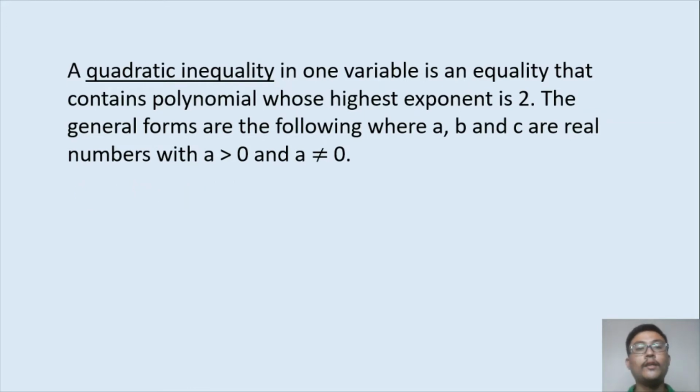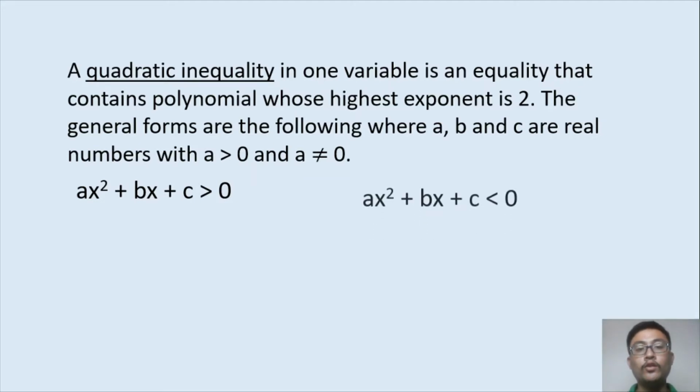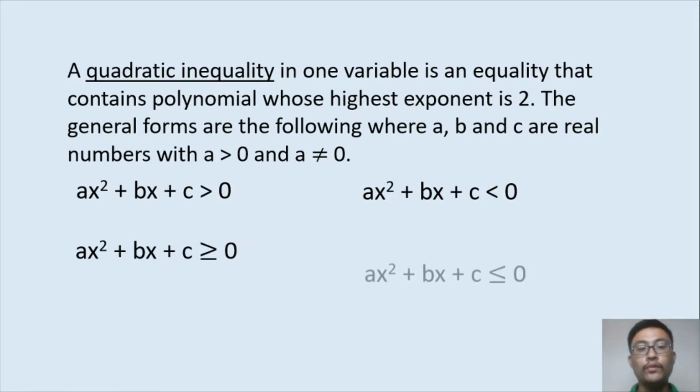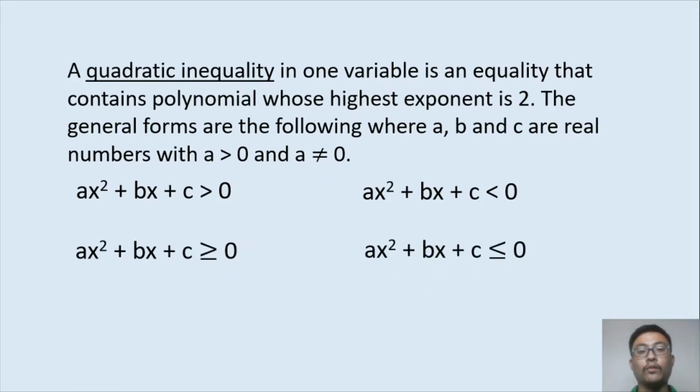So, quadratic inequality in one variable is an inequality that contains a polynomial whose highest exponent is 2. The general forms are the following, where a, b, and c are real numbers, with a not equal to 0. So, merong apat na quadratic inequalities. You have ax squared plus bx plus c is greater than 0. Yung sumunod ay less than 0, greater than or equal to 0, and less than or equal to 0. So, yan yung mga may encounter natin later on.